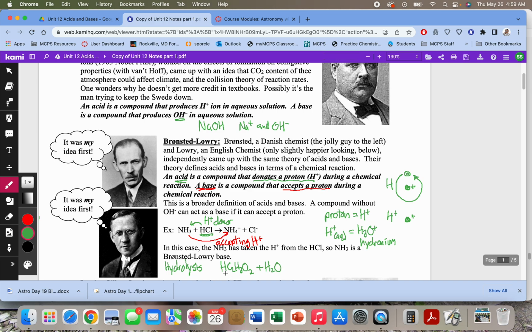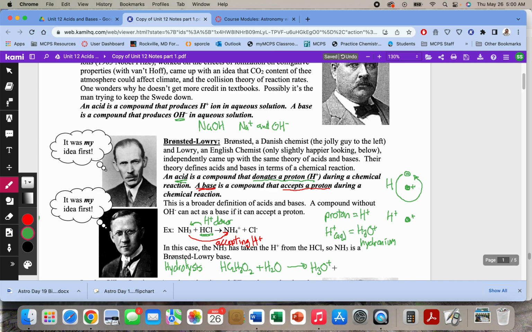If this is an H plus donor, what it creates is H3O plus. In other words, the water accepts that proton. Remember I said in water, H plus is H3O plus. And then what's left behind is everything else, C2H3O2, with a negative charge because it lost that positive charge. And so hydrolysis shows a weak acid acting like an acid.